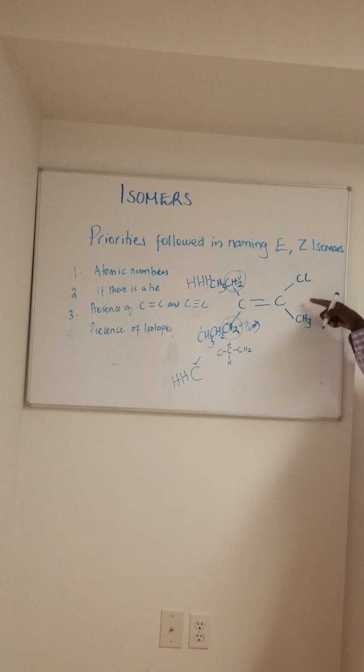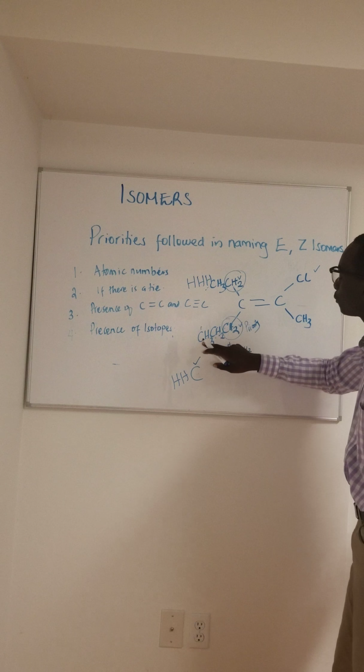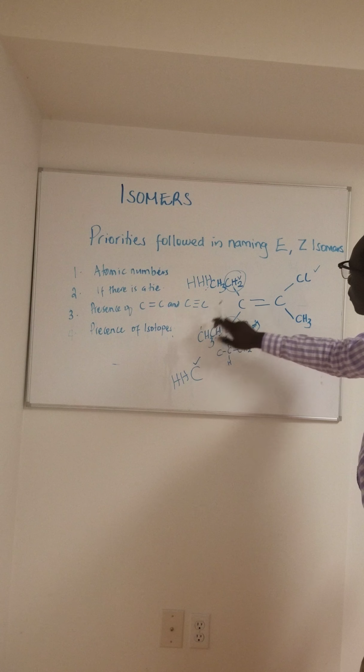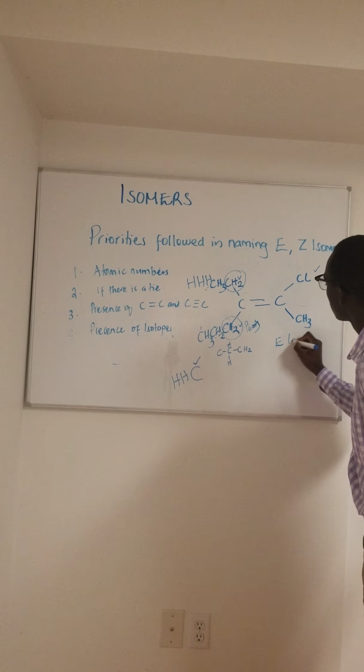So then we go to this side, chlorine will take our higher priority. So now this molecule, since it is on opposite sides, then it is an E isomer.